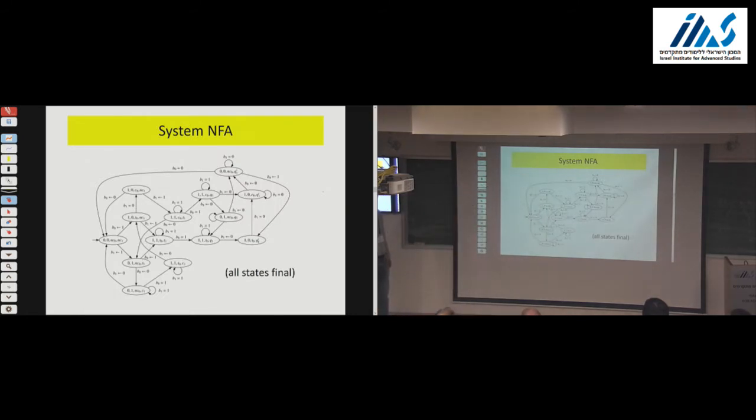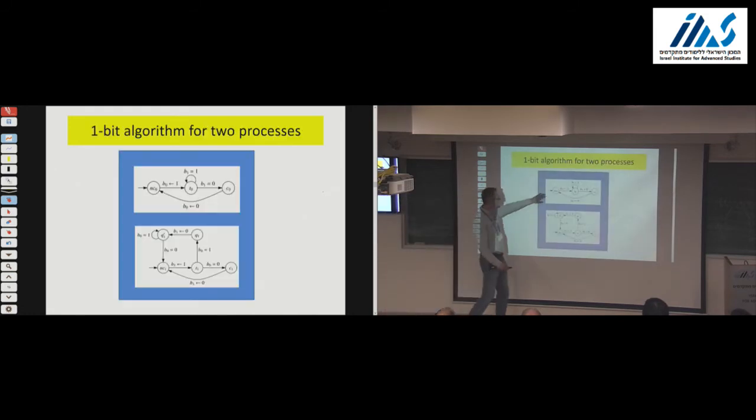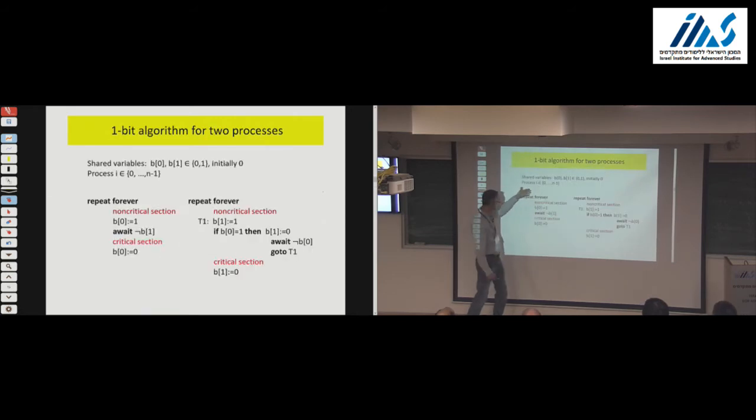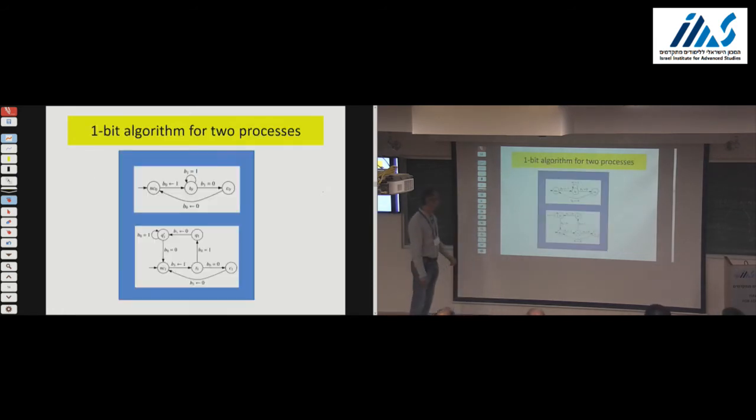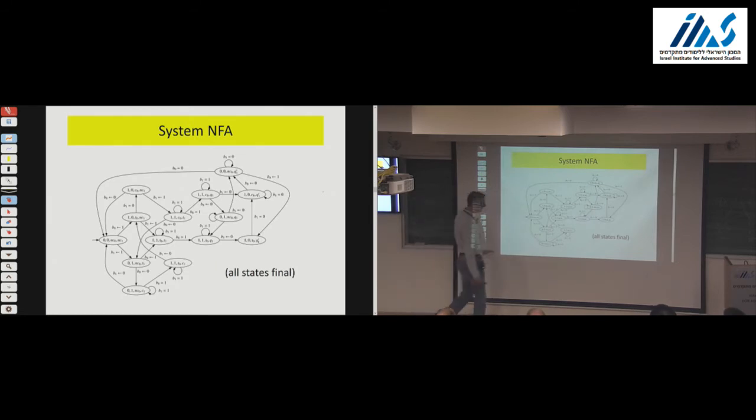Where do the labels on the states come from? I've just given them names, just to say that this is non-critical, this is here. Yes, they correspond to lines in the program. You would be in the non-critical section when the next thing you are going to execute is this, you would be trying if the next thing is this, and you would be critical when the next thing is this. Good, so this is what you obtain, and as you can see, it's already a bit larger than the one that Orna showed you.